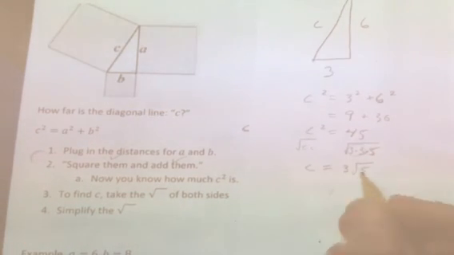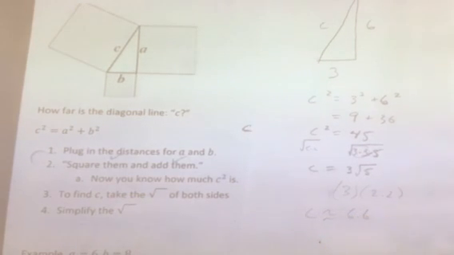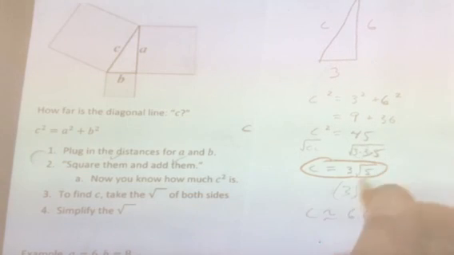This is 3 times a number that is close to 2.2. So that means c is close to 6.6 units. But we're not too worried about that decimal answer, we're more worried about getting this answer, that c equals 3 times the square root of 5.